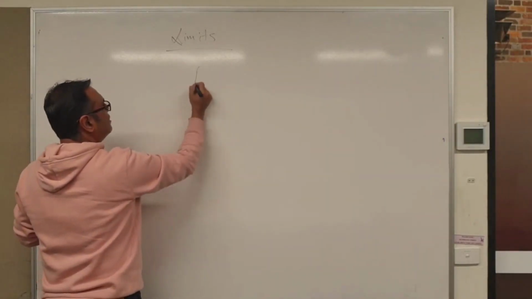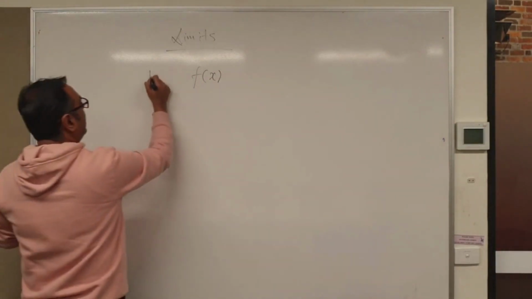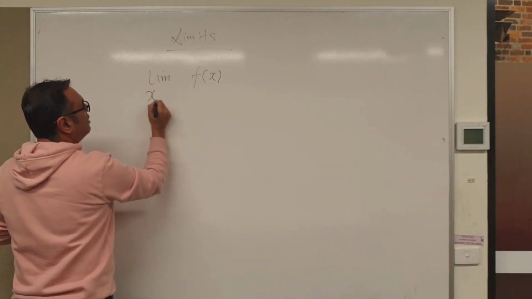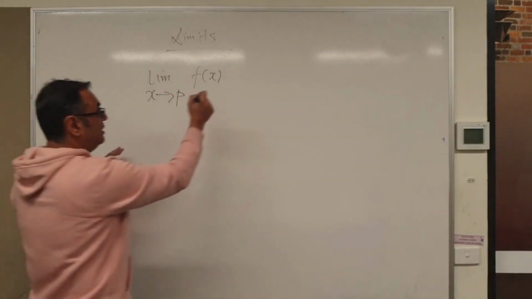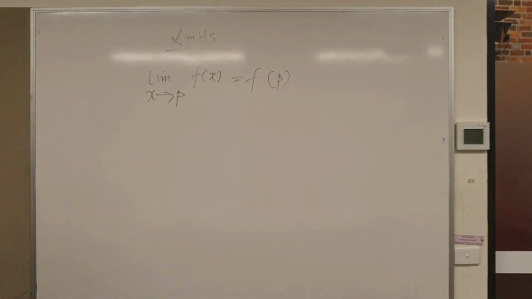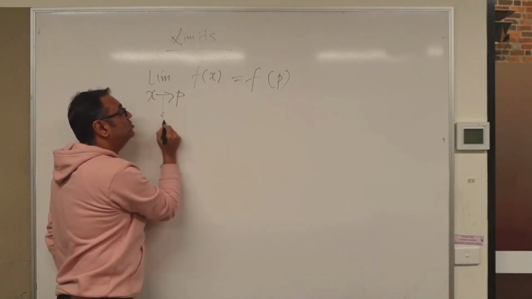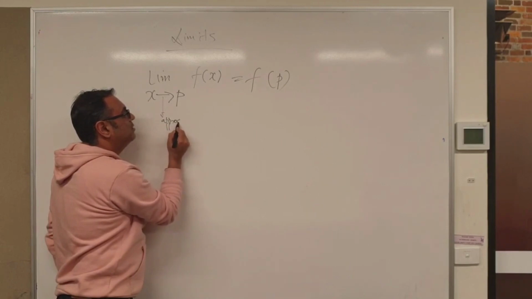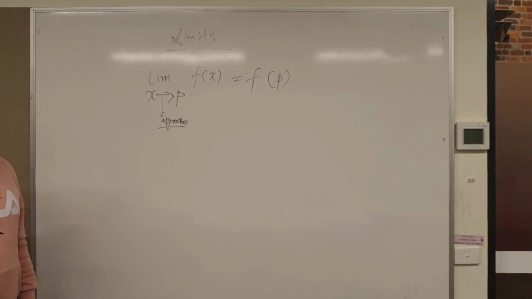Basic. It says if a function is there and I say I have a limit where x approaches p, a number, and I'll explain. It will be f of p. What does that mean? X approaches, this is called approaches, not equal to. There's a difference.